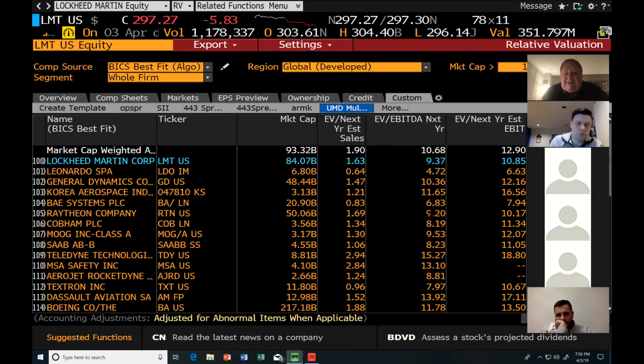So what makes Raytheon more attractive over time, if it's going to trade at the average, is not regression to the mean. They either need higher growth and or higher spread in order to get back to the average.